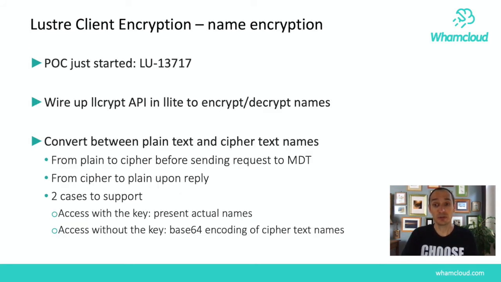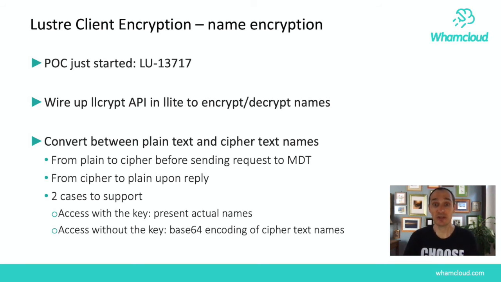Now let's talk about future work, that is to say encryption of file and directory names. We have just started a POC tracked under LU-13717. Basically, it consists in wiring LLcrypt API up in Lite to encrypt and decrypt names. We have to convert from plaintext to ciphertext names before sending requests to the MDT, and conversely, we have to convert from ciphertext to plaintext upon server replies.